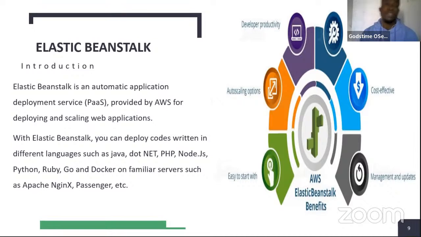All you do is zip your code, go to your environment, and upload the code. You select your environment and the language you've written your code in. If it's PHP, Python, or Java, you just select it, and Elastic Beanstalk automatically provisions a server for you. For PHP, Elastic Beanstalk will deploy an Apache web server. For .NET, it deploys an IIS web server for you.